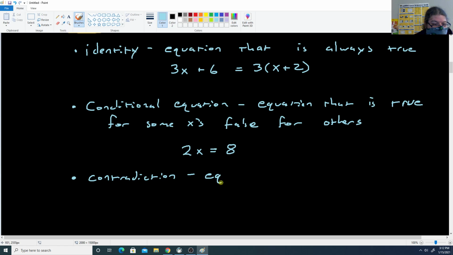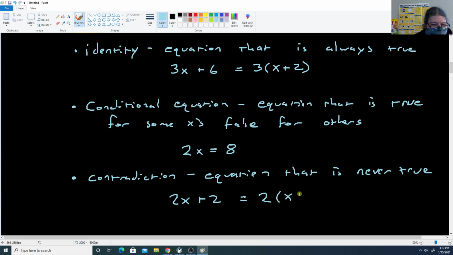And a contradiction is an equation that is never true. An example of an equation that's never true: we could say we had 2x plus 2 equals 2 times x plus 3. This side, if you distribute, is 2x plus 6. This side is 2x plus 2, so they're not the same thing, and no matter what x you choose, this one's always going to be false.